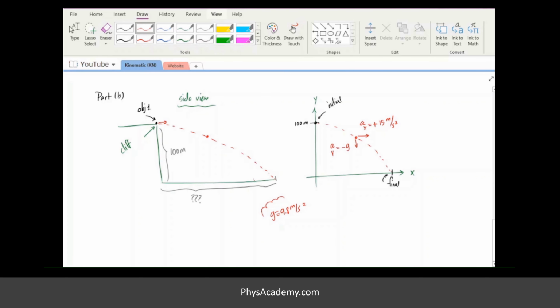In this case, since it is pointed towards the negative direction of the y-axis, we consider the acceleration of object 1 along the y-axis as negative 9.8 meters per second squared. Delta y is negative 100 meters, and we want to find the value of delta x. Delta y is negative 100 meters because we start from 100 and we end at 0. So final minus initial is negative 100.